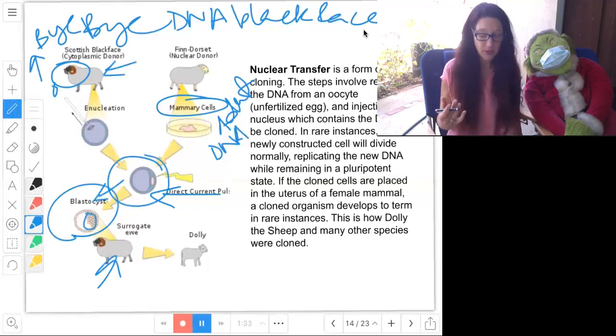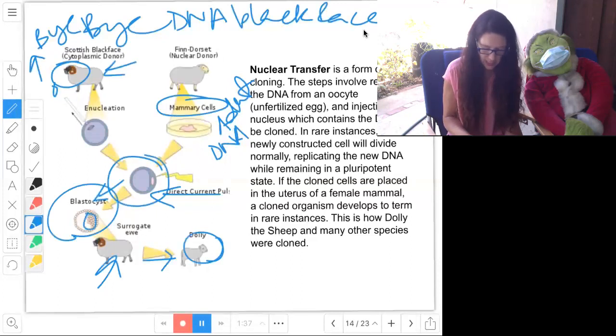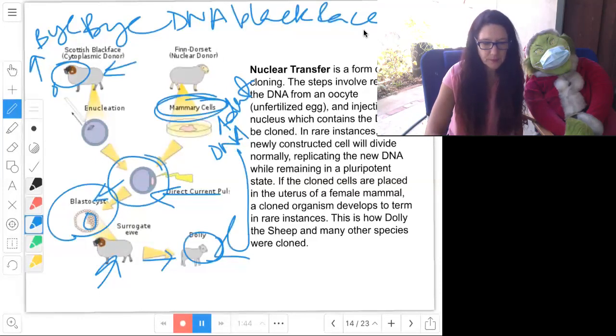Again, make it easy to see. And guess what popped out? Dolly the whiteface. DNA from these adult cells created this little guy. So that was amazing.